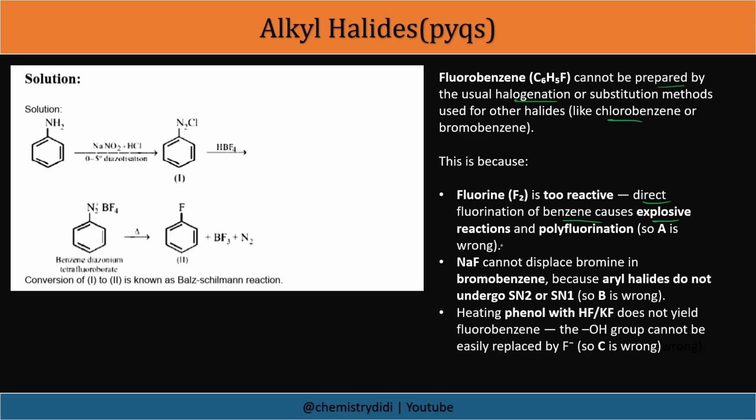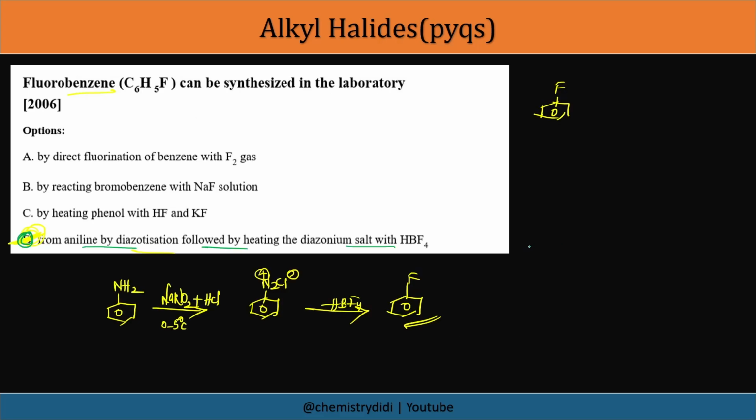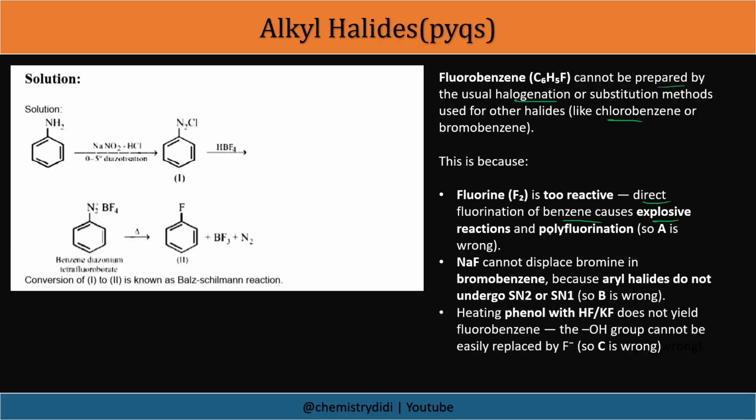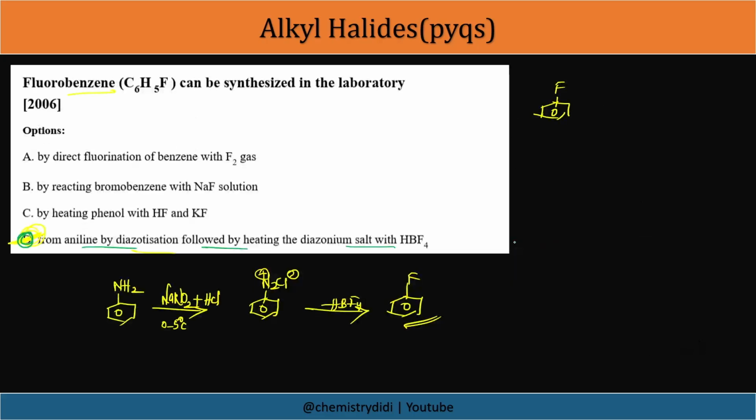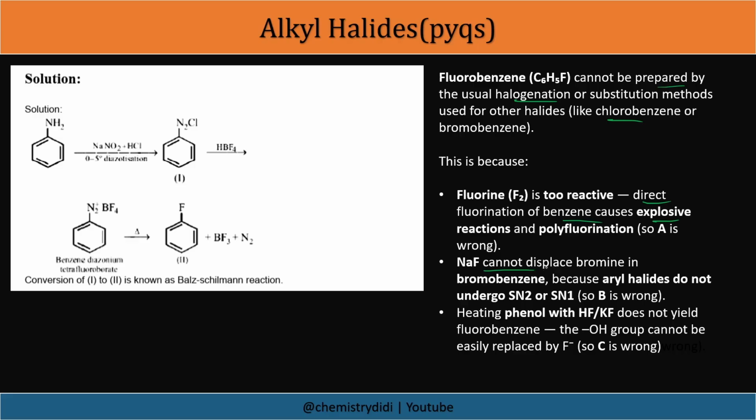So that's why option A is wrong: we can't prepare it by direct fluorination. Also, the second option, reacting bromobenzene with NaF. NaF can't displace bromine in bromobenzene because aryl halides, I have told you, right? Aryl halides do not undergo SN1 and SN2. That's the reason why this can't replace the bromine in bromobenzene.